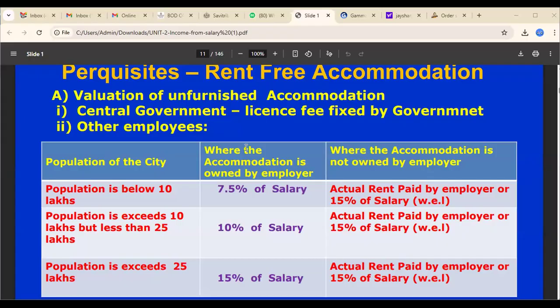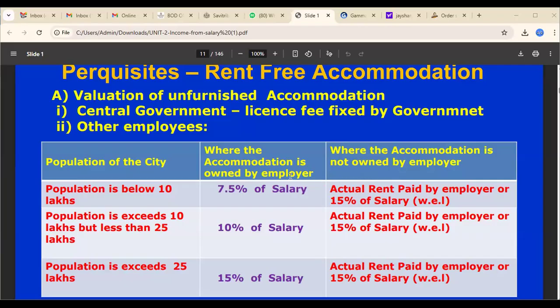So on normal rural level, it is 7.5% or 15%. Whereas when the population is between 10 to 25%, sorry, 20 to 25 lakhs, the accommodation, if owned by employer, then 10% of salary is value of perquisite. But if it is not owned by employer, it is 15%. And in case where the population is more than 25 lakhs, then 15% of salary is allowed as tax exemption for valuation of rent-free accommodation.